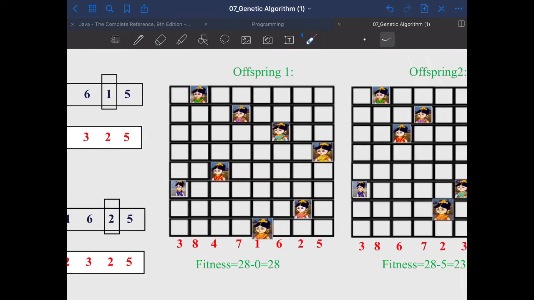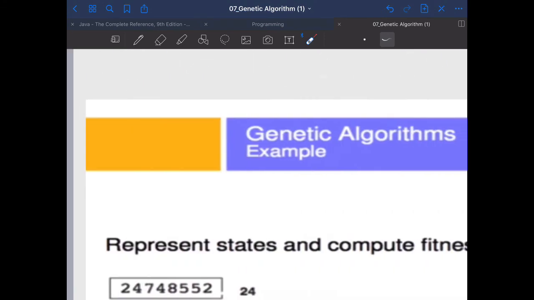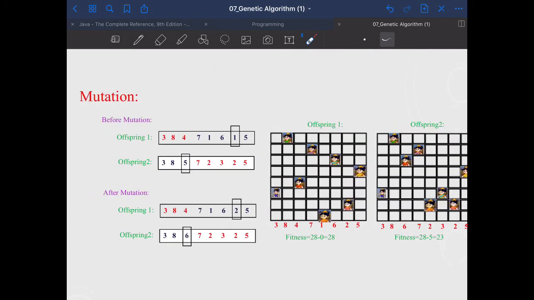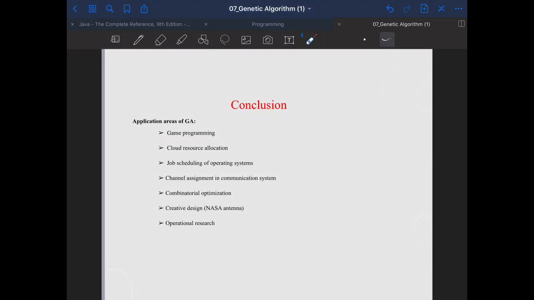In this offspring, if you find the fitness function, you can see that the chromosome of offspring 1 gives us 0 attacking pairs, which is our goal, right? We have to have the highest fitness possible, and that's what we get. On the other hand, in offspring 2, we still have 5 attacking pairs, so we need to work on this a bit more. So that is how you solve the genetic algorithm problem, and it's quite easy.